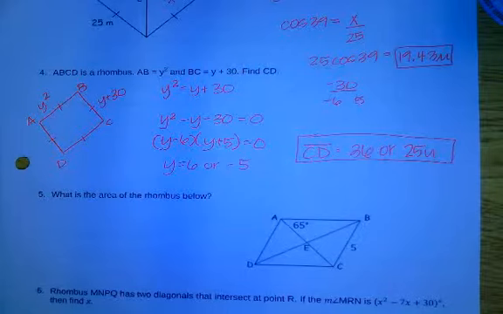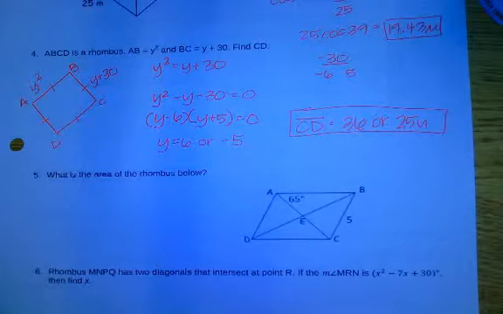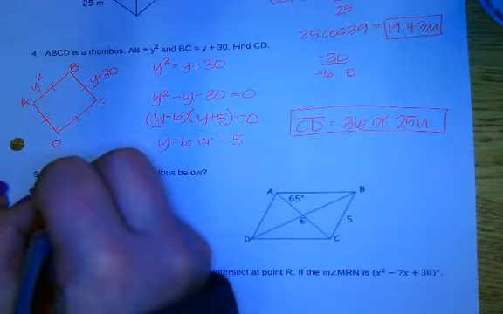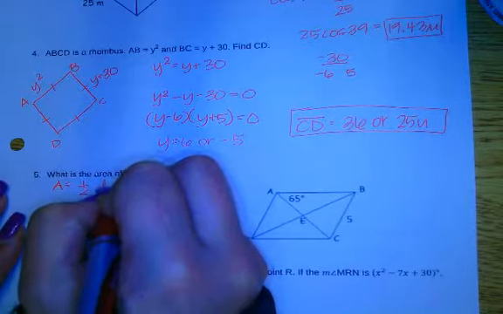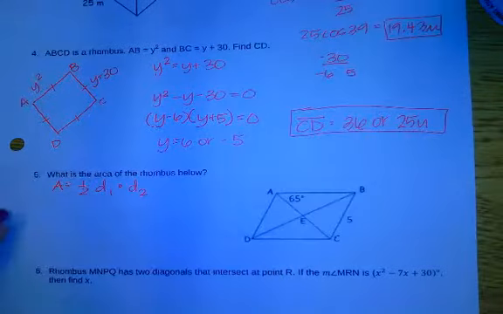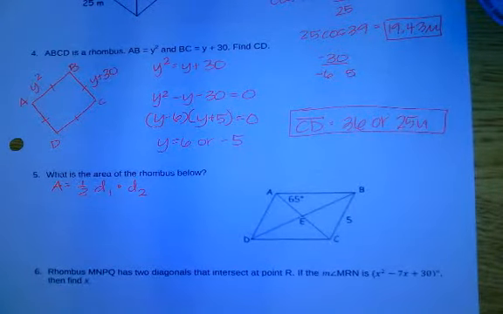Number 5. What is the area of the rhombus below? For those of you that don't have your formula sheet, that's fine, but it is on there, so when you test, you will have it. The area of a rhombus is 1/2 diagonal 1 times diagonal 2. That makes sense? 1/2 diagonal 1 times diagonal 2.